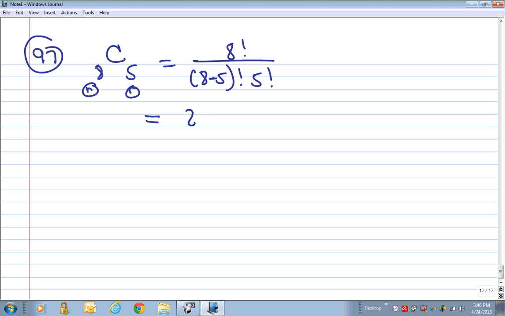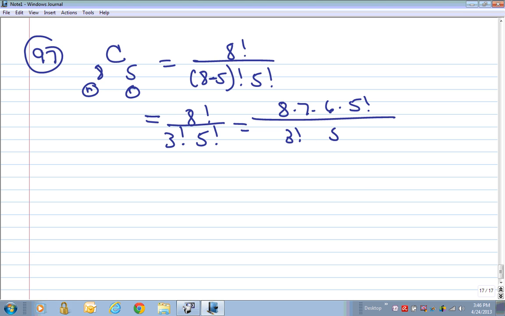So at the top we have 8 factorial, and at the bottom 8 minus 5 is 3 factorial times 5 factorial. So we're going to have 8 times 7 times 6 times 5 factorial over 3 factorial, 5 factorial. The 5 factorials are out. Now we have 8 times 7 times 6, and at the bottom we have 3 times 2 times 1. Let's see what cancellations we can make.